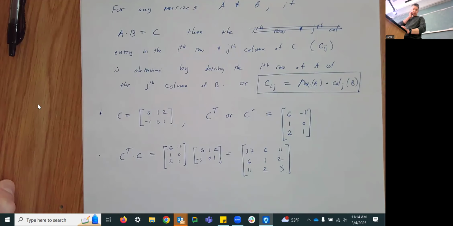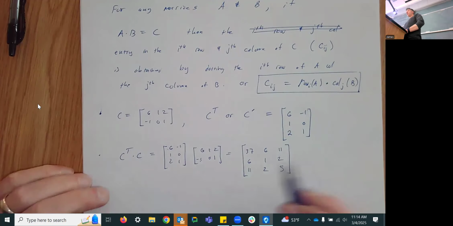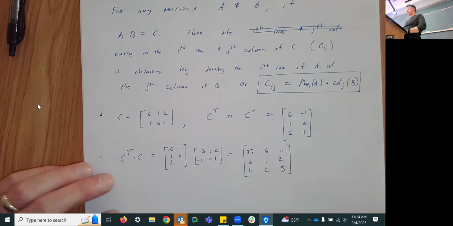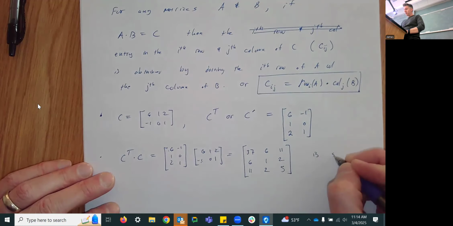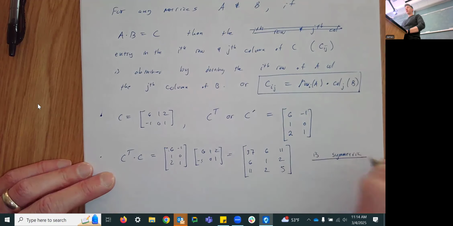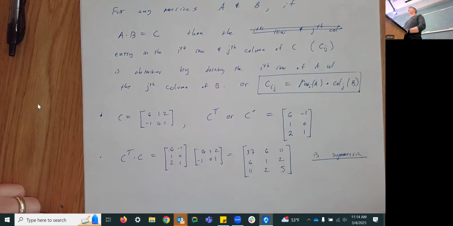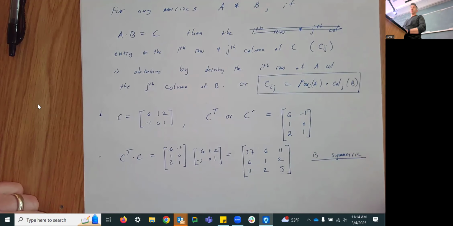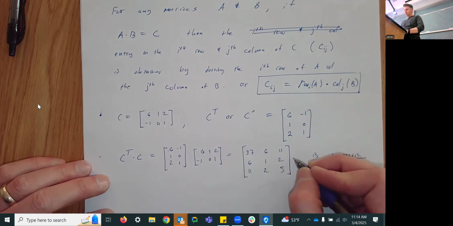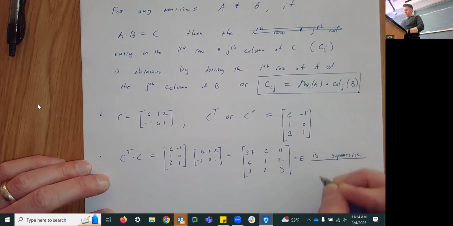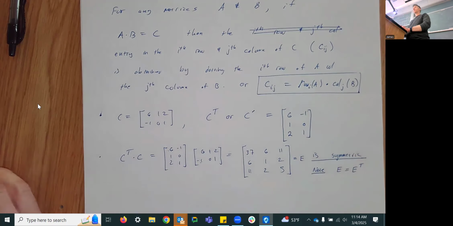Somewhat interestingly, this result here is called symmetric. I just want to point out that this matrix is symmetric because it is equal to its own transpose. So if we call this resulting matrix E, I would just note that E is equal to E transpose. If you interchange the rows and columns of this matrix, you still have the same matrix.